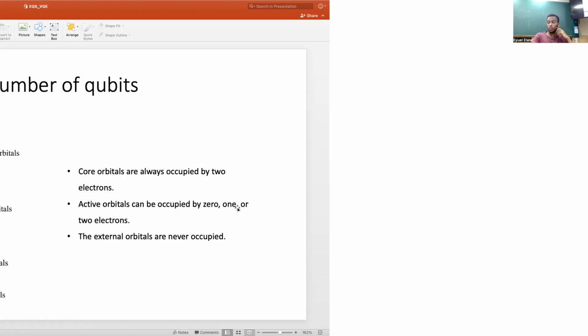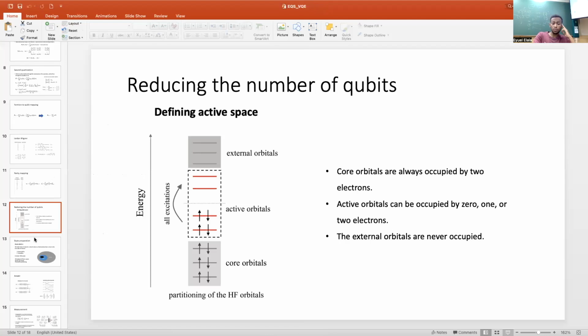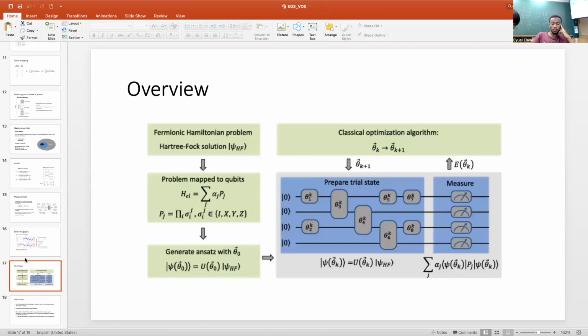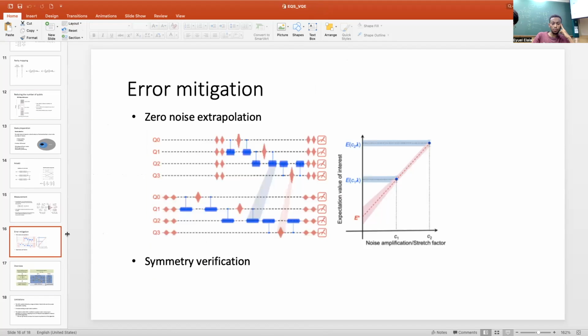Do you have any questions? Yeah, I think you. What is the symmetry? Can you go to the first slide? Here? I mean, the last slide. Last slide. Here. Yeah. What is symmetry verification?